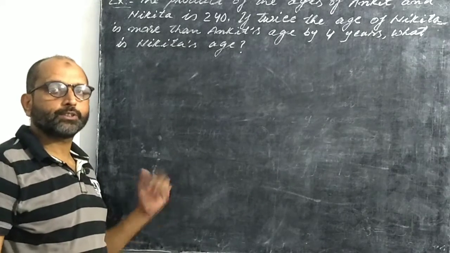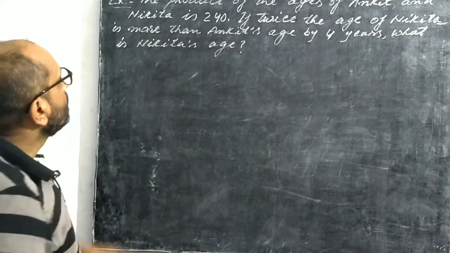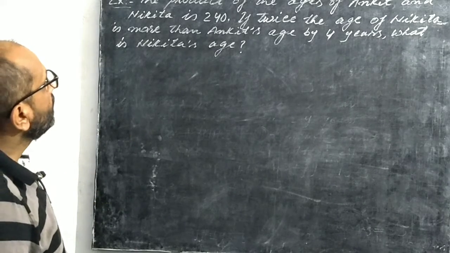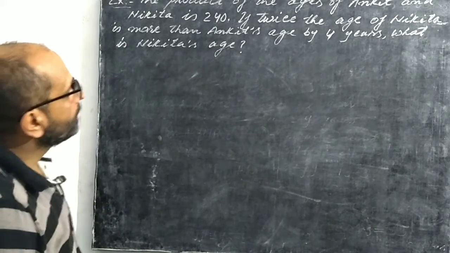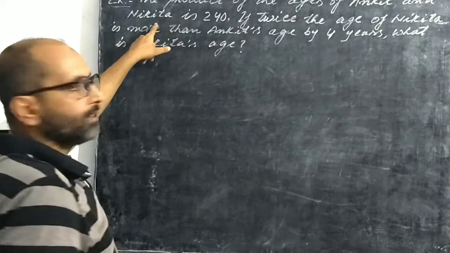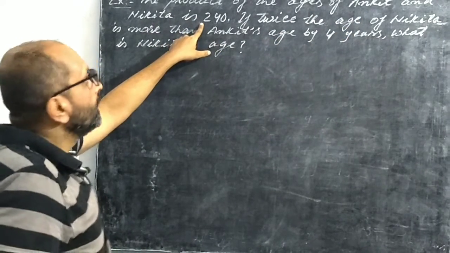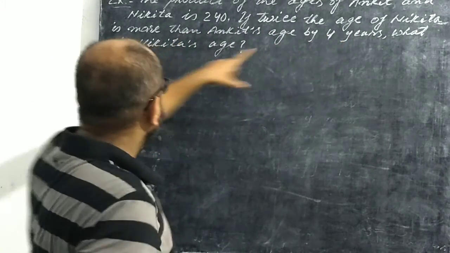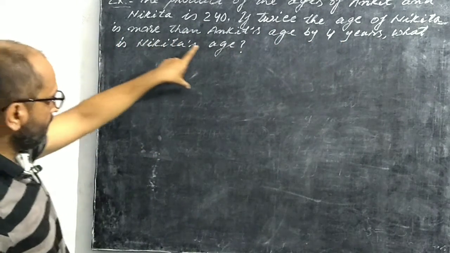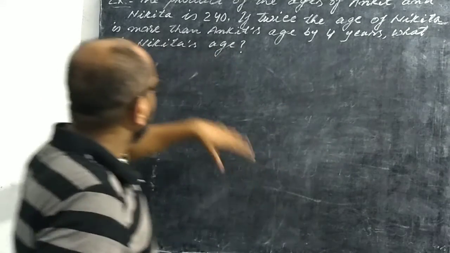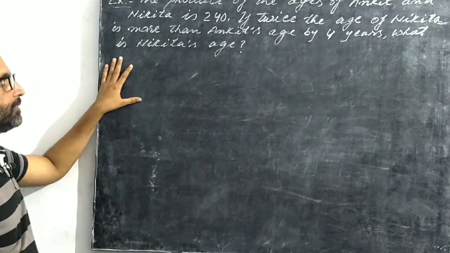Now let us take another example. The second example is: the product of the ages of Ankit and Nikita is 240. If twice the age of Nikita is more than Ankit's age by 4 years, what is Nikita's age?